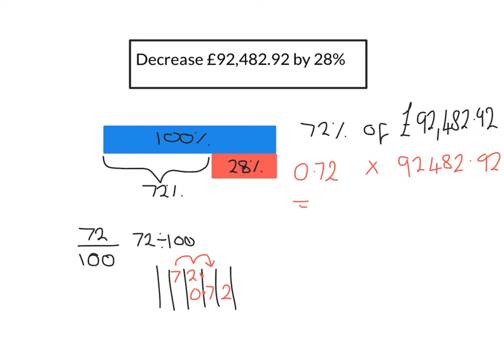0.72 times 92482.92, and I end up with 66,587.70, rounded to the nearest pence, and it's pounds.